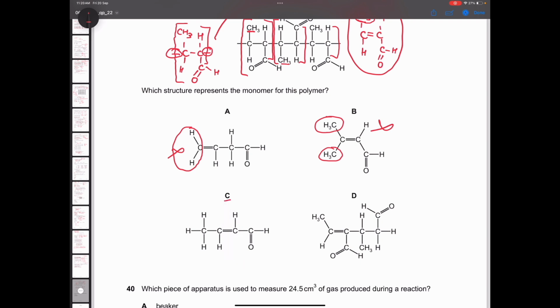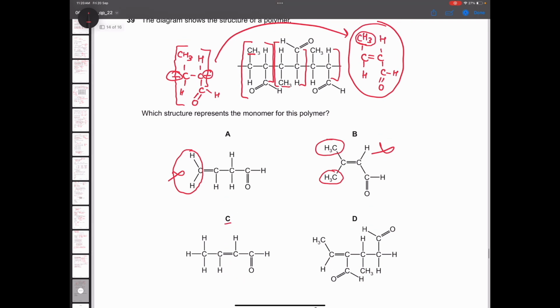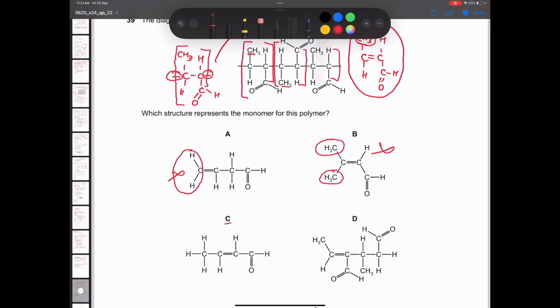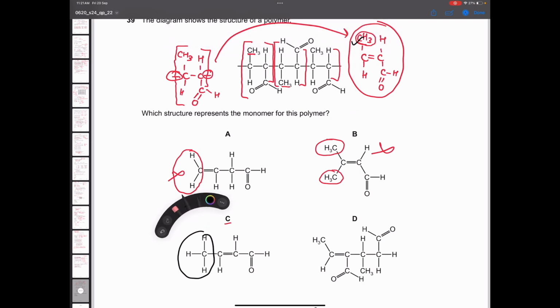Option C, there is one CH3, and we do have one CH3. Then that CH3 is connected to a carbon. This is also connected to a carbon, which is connected to a hydrogen. Then it is double bonded to another carbon, and that carbon has a hydrogen on top, and below there is COOH. So option C is the correct one.